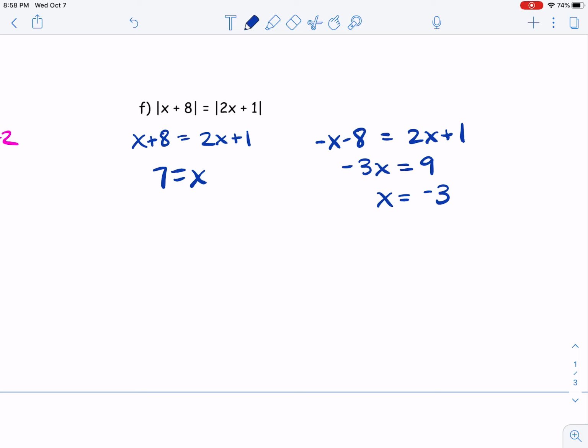When I plug in 7, absolute value of 7 plus 8 is going to be 15, equals 2 times 7 is 14. 14 plus 1 is 15. Absolute value of 15 is 15. So 7 is the solution.